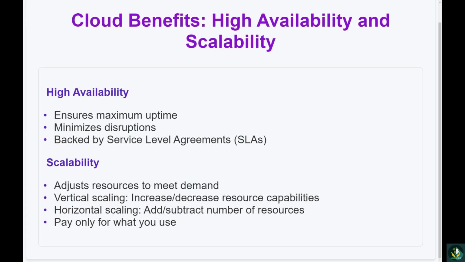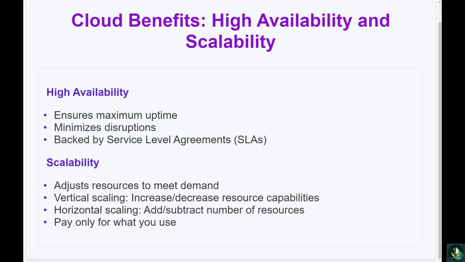There are two main types of scalability in cloud computing. Vertical scaling, scaling up-down. Vertical scaling involves increasing or decreasing the capabilities of existing resources. For example, you might add more CPU, RAM, or storage to a virtual machine to handle increased load. This type of scaling is useful when you need more power from a single resource.